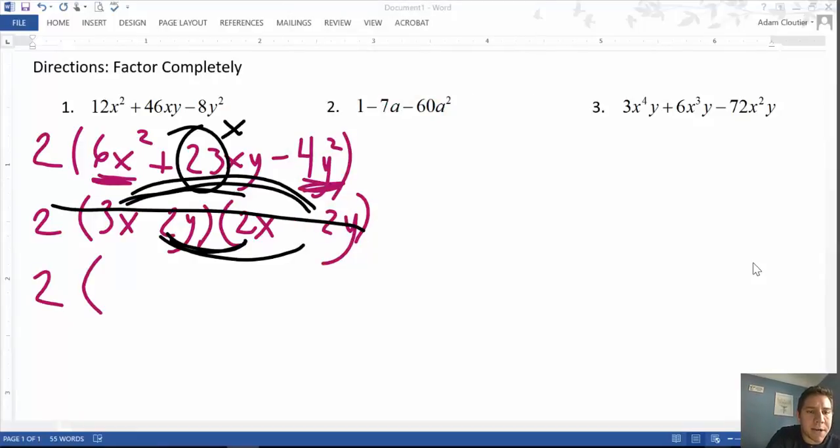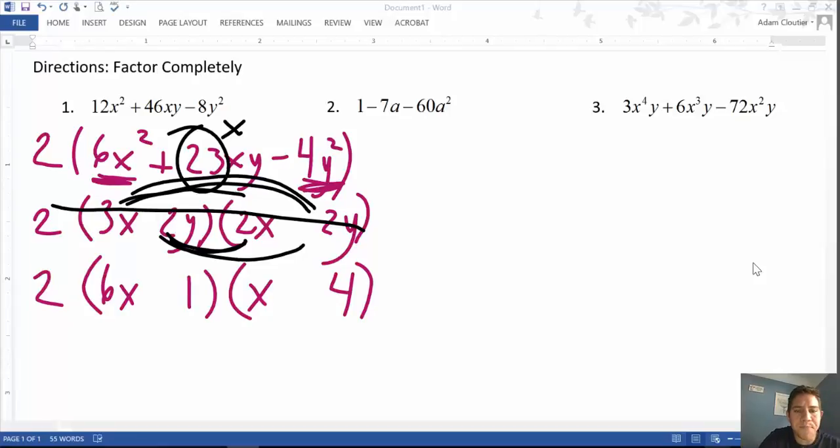So again, I had a greatest common factor of 2. I now know that 3 times 2 and 2 does not work. So maybe just for fun, I will try 6x and 1x. And since 23 is quite large, maybe 6 times 4 gives me 24. So maybe it's 1 and 4. And maybe that's it. So let's check the O's and the I's just to see if this does work.